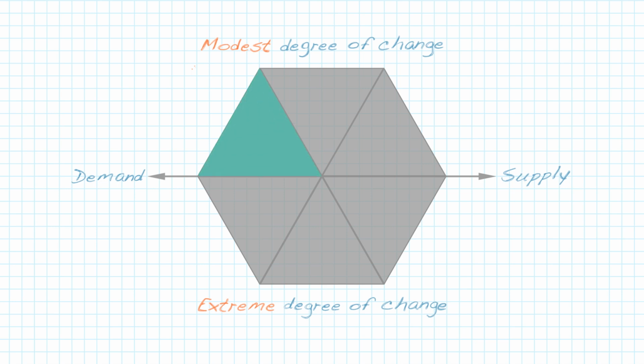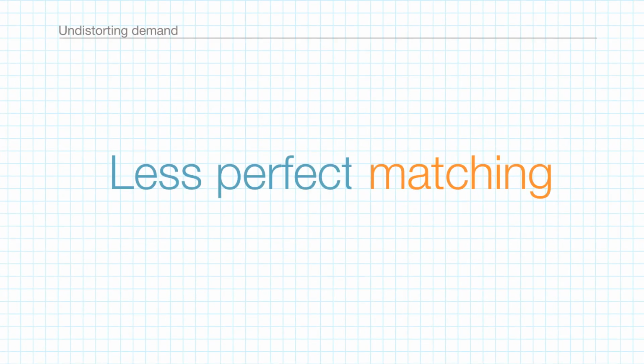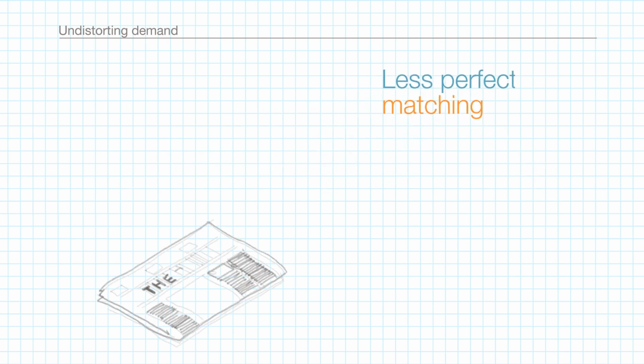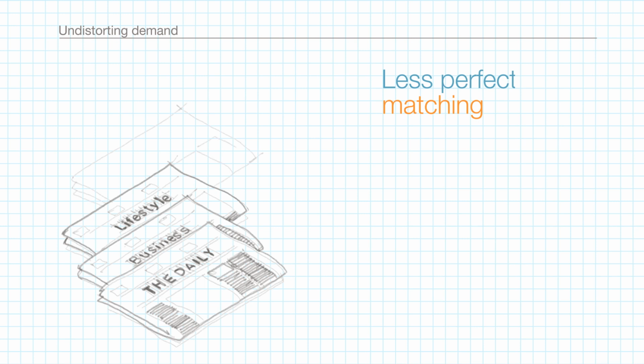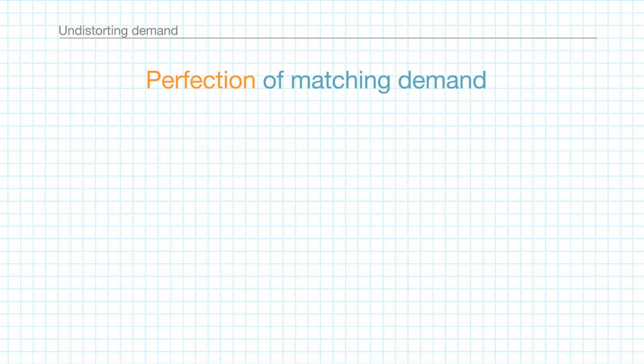The first piece of the pie is undistorting demand. Now that sounds complicated, but it just means that in the old analog world, we had less perfect matching of the product to what the customer wanted. A classic example is a newspaper with a business section, bundled with a lifestyle and fashion section, bundled with the crosswords. Not everyone wanted all those sections, but the economics of production made it convenient to bundle them through a common distribution network. But now we're seeing a perfection of matching demand.